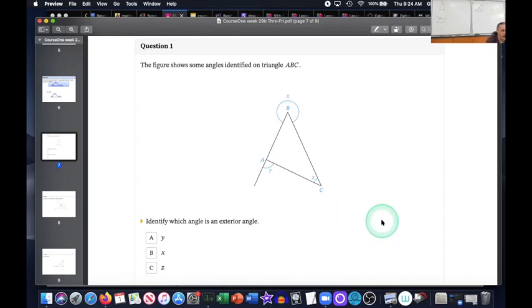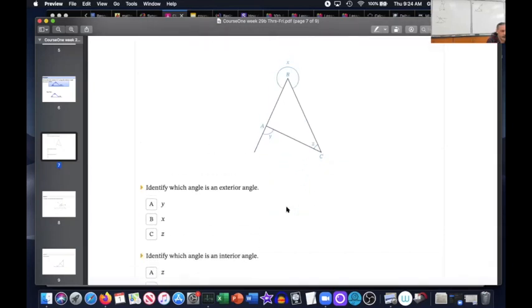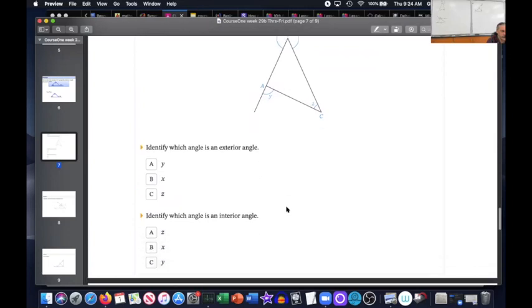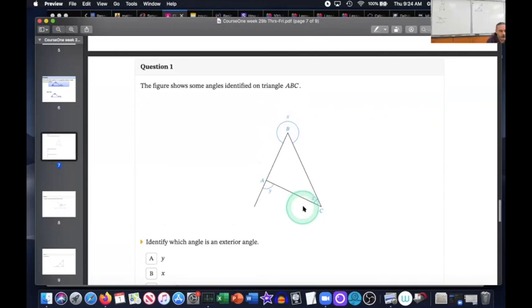Okie dokie. So this first problem is just recognizing which one of these angles they're given, the x, the y, the z, which one is exterior, which one's interior. Well, the interior one, that's probably the easier question, right? That would be z. The only angle that's inside the triangle is z.